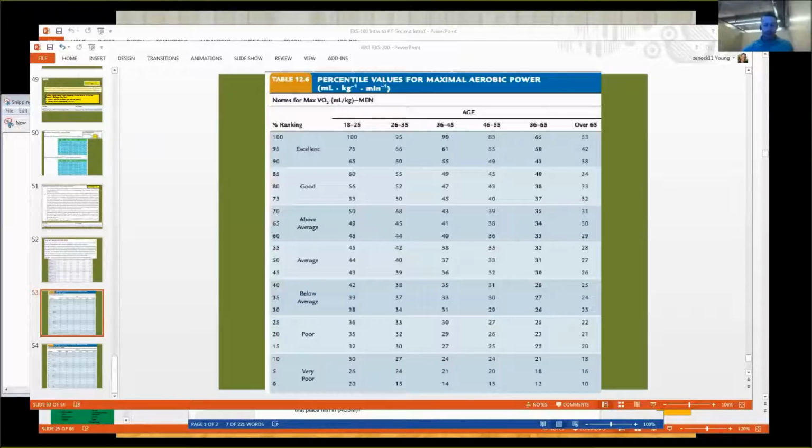So if you go to page 329, it gives you VO2 values for men, okay? I shouldn't say VO2 powers, it gives you VO2 scores for men, and it gives you VO2 scores for women on page 330, okay? Now, these are VO2 scores, like true VO2 scores.